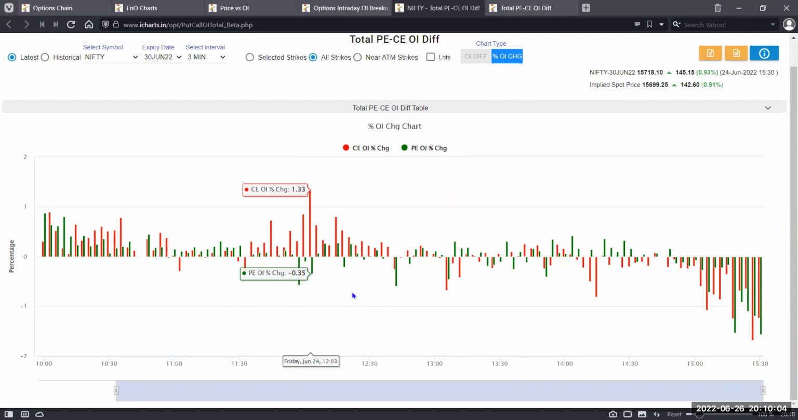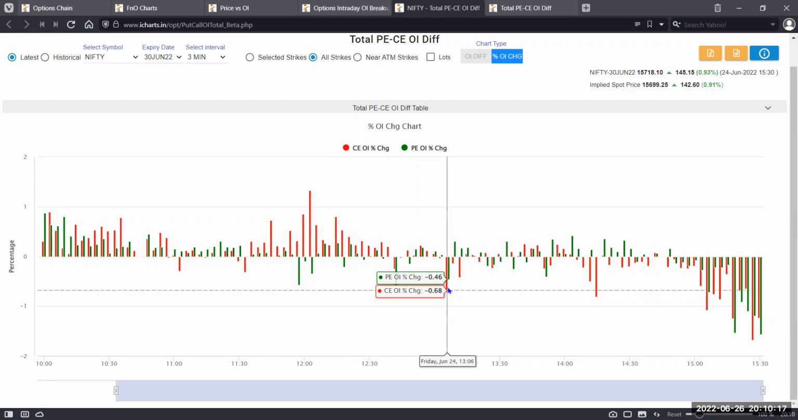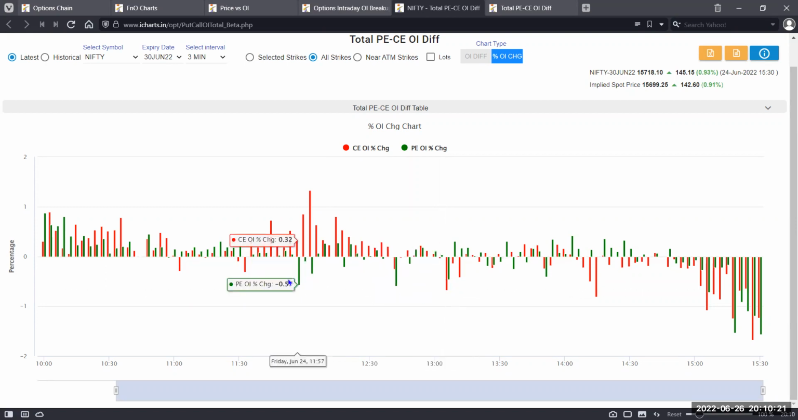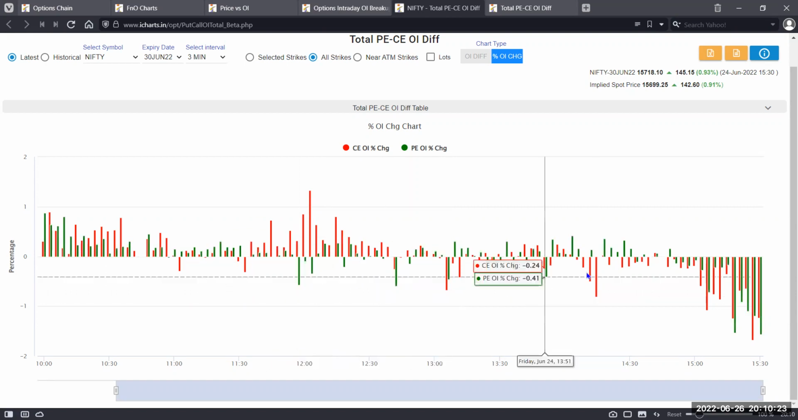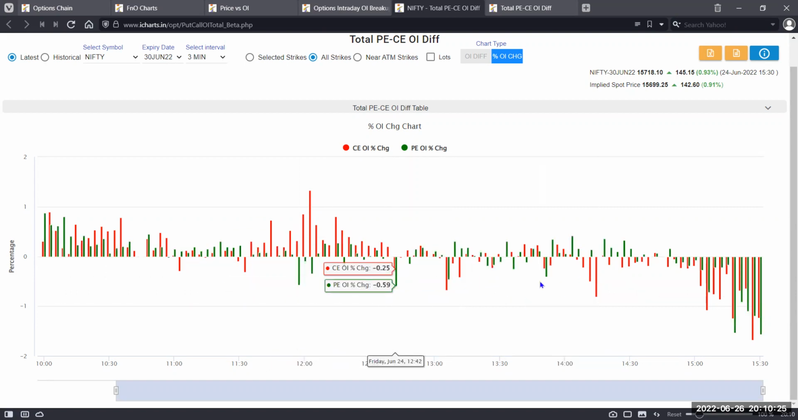So some panic has to set in. The price has to move in one direction. Only then you will see unwinding here. If the market starts to go down strongly, then you will see people closing their put positions. The put writers will start closing positions. So until that time, if it is sideways, then you will not see any unwinding over here happening. Serious unwinding will not be there.